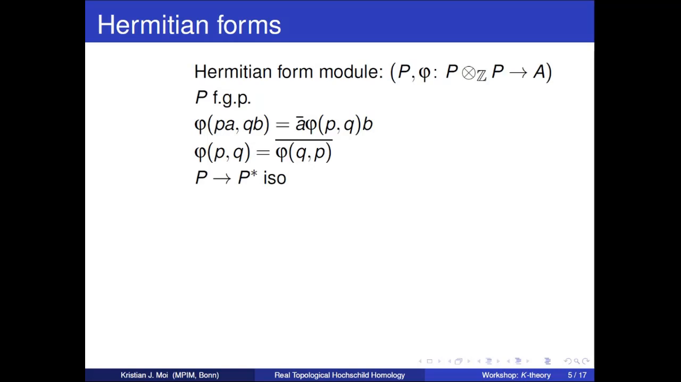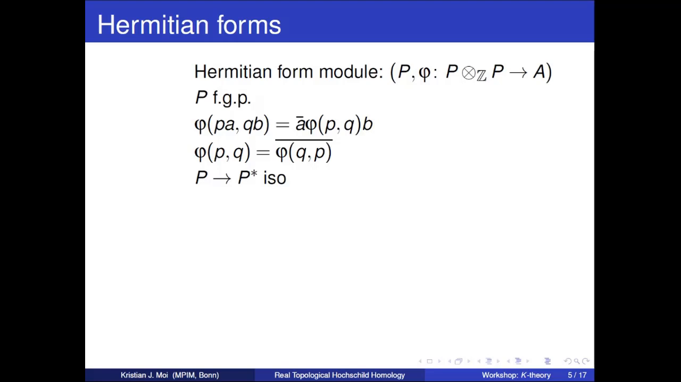So, Hermitian forms. Hermitian K-theory is the K-theory of Hermitian forms, so what are those? Let's say a Hermitian form module is a pair: a finitely generated projective module, and something like an inner product on that module. So it's a biadditive map phi that satisfies some conditions. It's antilinear in one variable, linear in the other. When you reverse the order, you conjugate. And there's an induced map from P, the module itself, into the dual of the module, which is just evaluating in one variable. And that map should be an isomorphism. That last condition is to say that the form is non-degenerate.